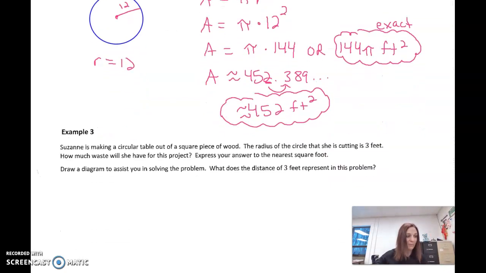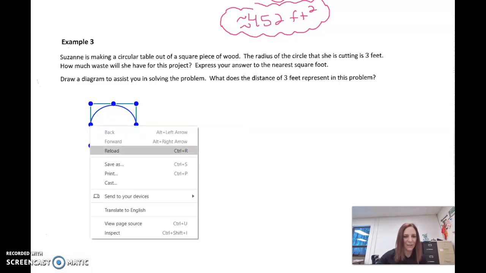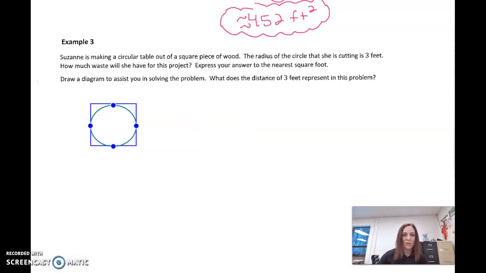Let's look at another example. Suzanne is making a circular table out of a square piece of wood. The radius of the circle she is cutting is 3 feet. Draw a picture. Okay, so there's my square piece of wood, and we're making a circle out of it. I knew that wasn't going to be quite so easy, right? No, not too bad. Okay, so we have the circle here out of the square piece of wood.